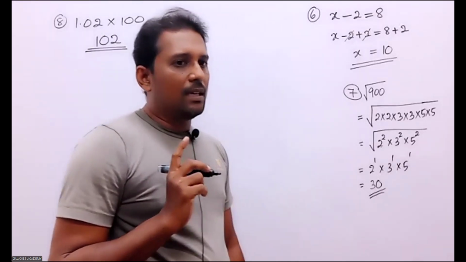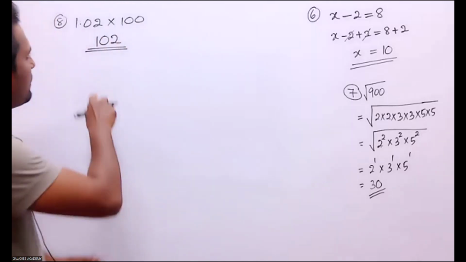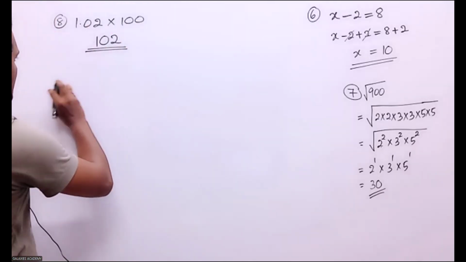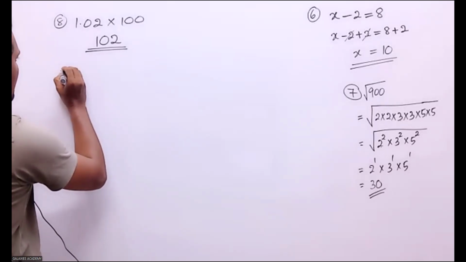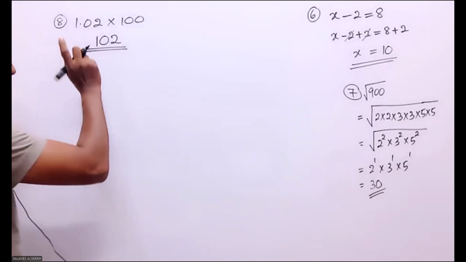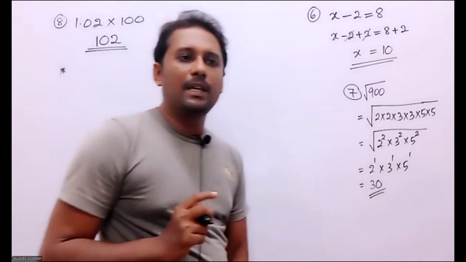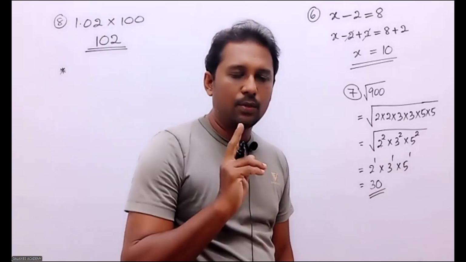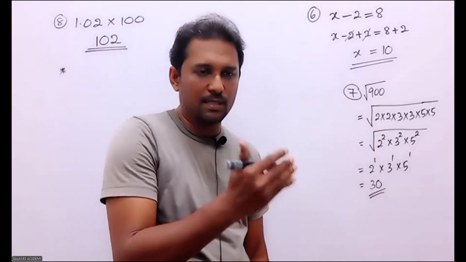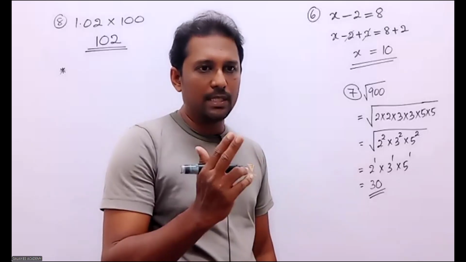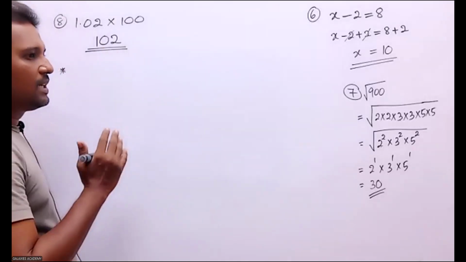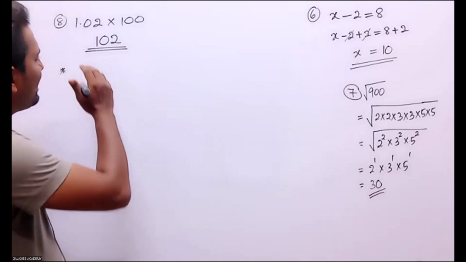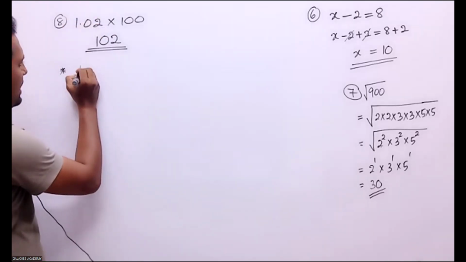I will revise another method for this one. This is another method. 1.02. How many decimal places does it have? There are two decimal places, no? After the decimal point, how many digits? Two digits. If the number has two decimal places, I can write this decimal number as a fraction.